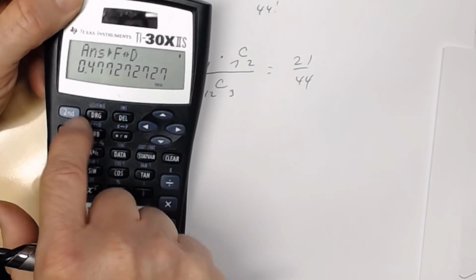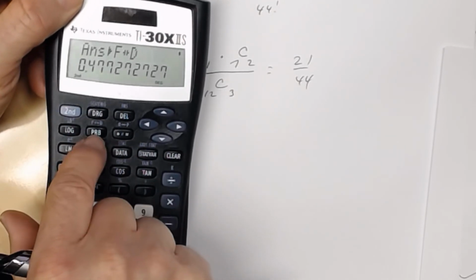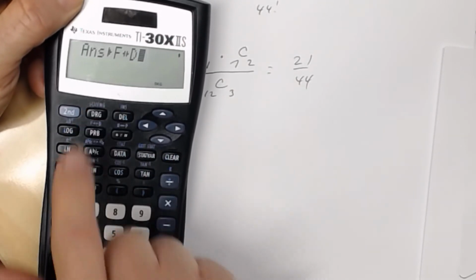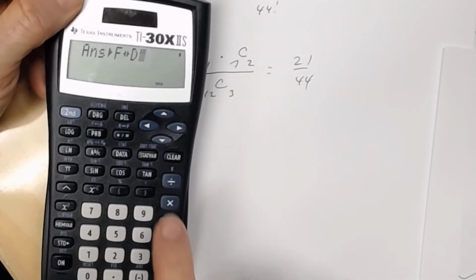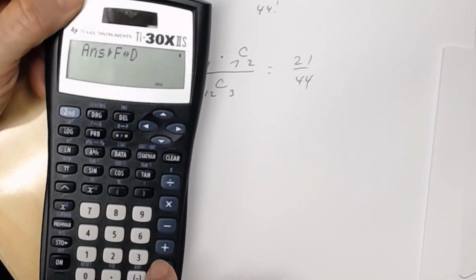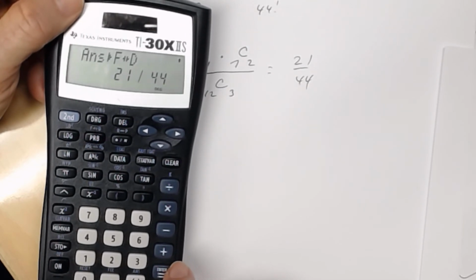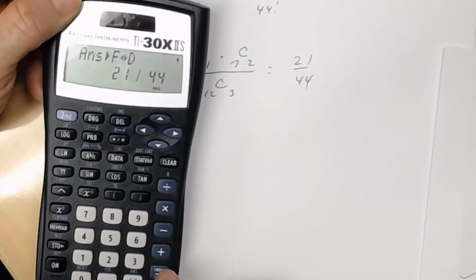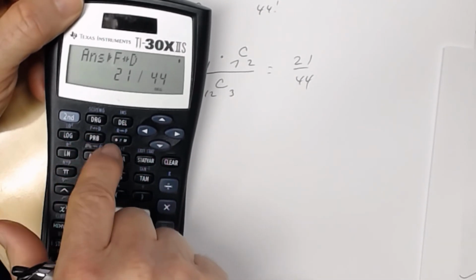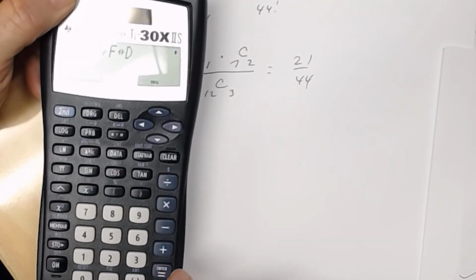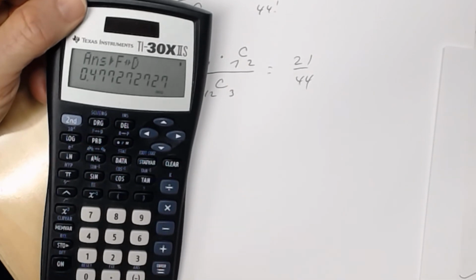But it's blue, so you got to press your second. So press second, P or B. See how that looks like? Just press equal. Press equal. So you're converting that decimal to a fraction, and you get 21 over 44. All right, that's what that is. And if you want to convert it back to a decimal, you just say second P or B again, and so you got it back to a decimal.